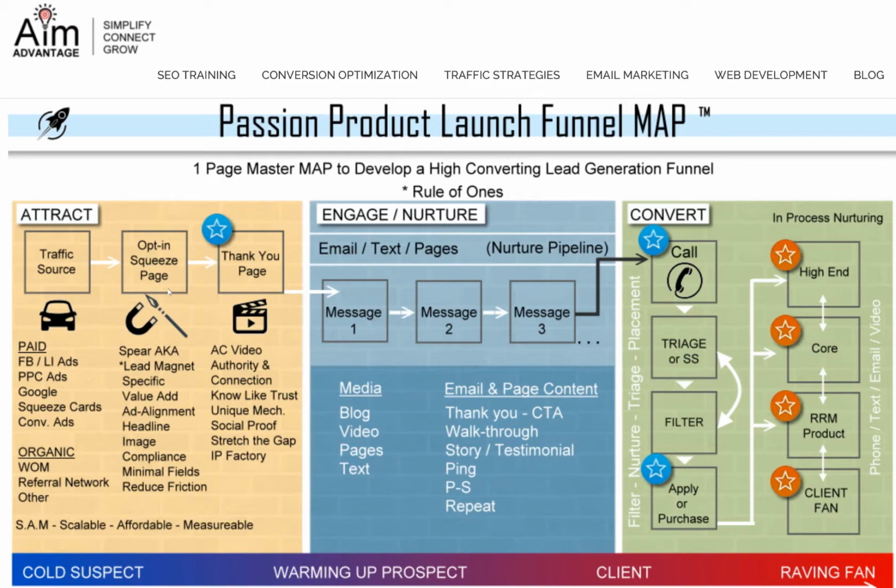So you want to add value. You want to align that with your ad, your headline, your image, your compliance. And you want to have minimal fields. This is to reduce friction from them coming from a paid ad or a traffic source to get into your engagement nurture series. Okay, so as soon as they opt in using your spear, your lead magnet, they want your lead magnet.